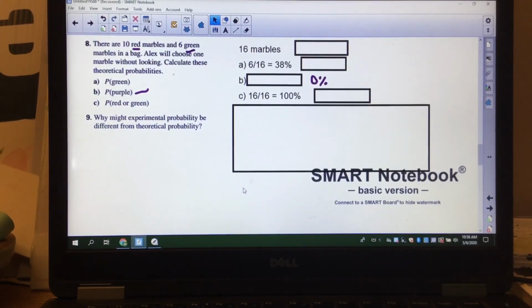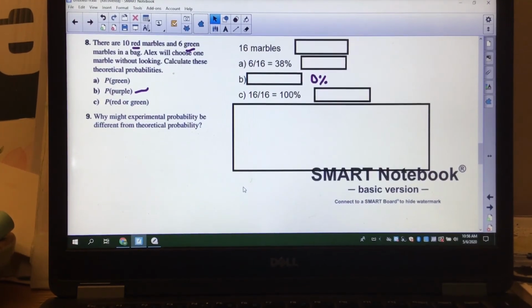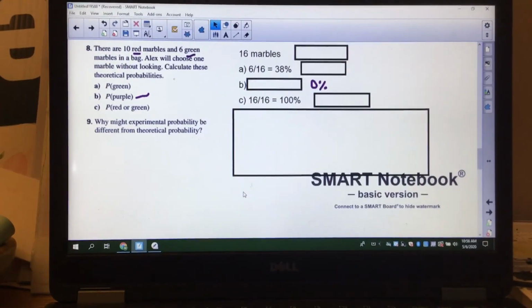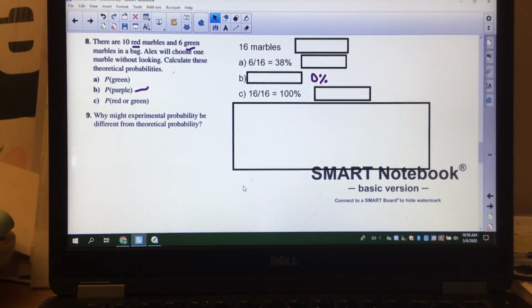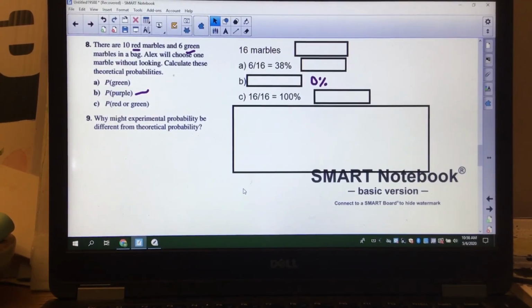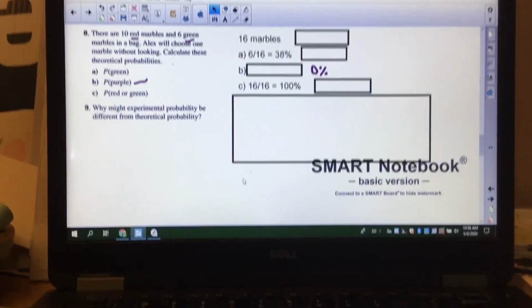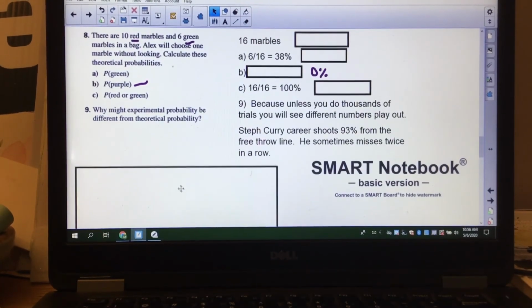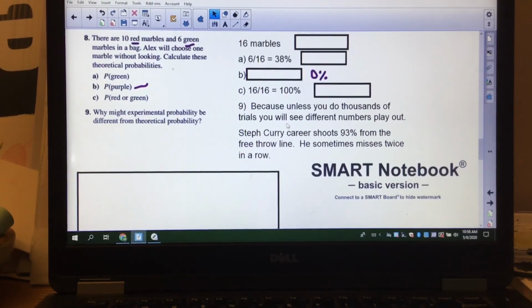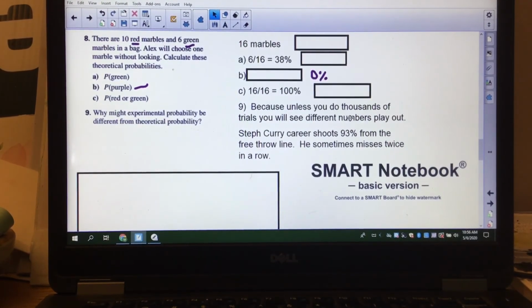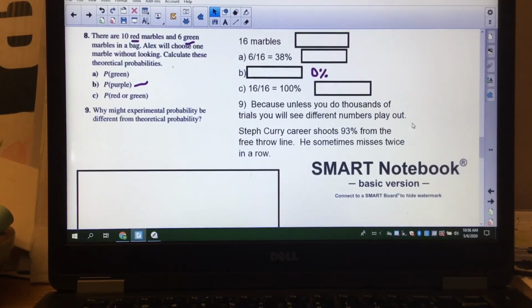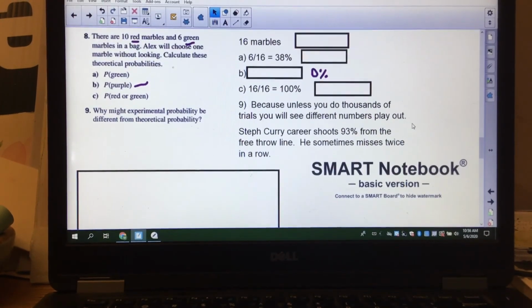And finally, why might experimental probability be different from theoretical probability? Take a minute to see if you can answer that on your page before we take it up. If you're blank, this is kind of how I approached it. Unless you do thousands of trials, you see different numbers play out. It happens all the time when you take a coin and you flip 3 heads in a row. That shouldn't happen, but it does.